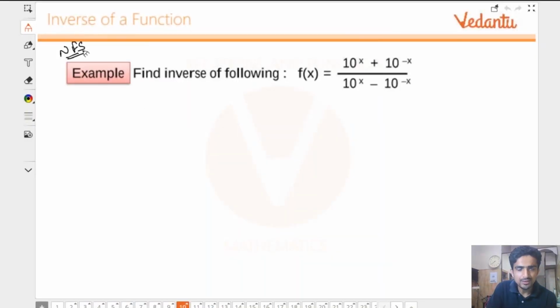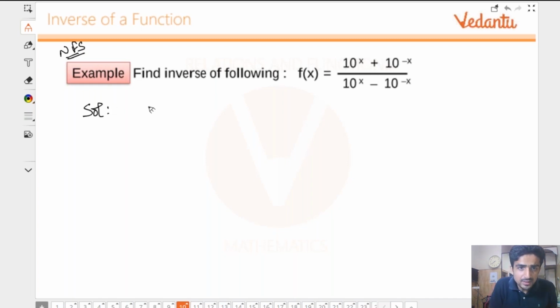Now NFS means not for school. Find the inverse of this. Here he's just asking me for the inverse, so I'm not going to check if it is invertible or not. I'm straight away going to find the inverse because that is what he's asking. It's only in school that you need to prove first that it is invertible and then find the inverse. In competition, if he asks you to find the inverse of this, straight away find the inverse. So let us try to find the inverse.